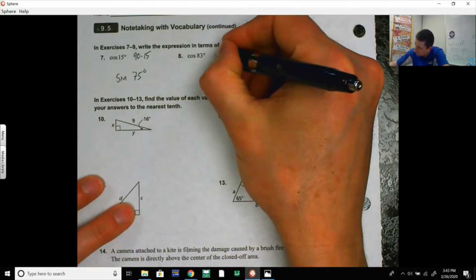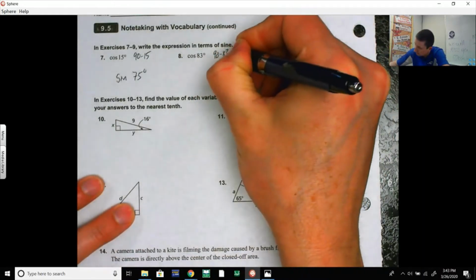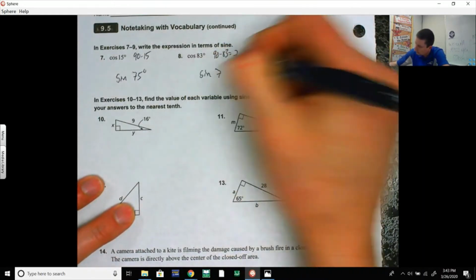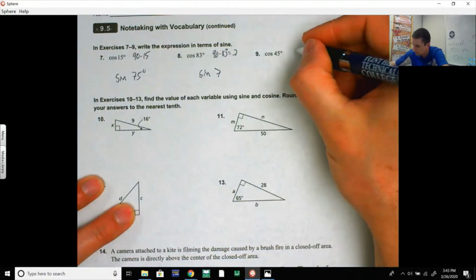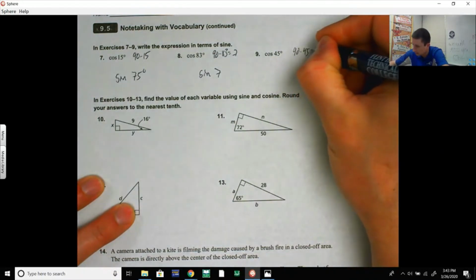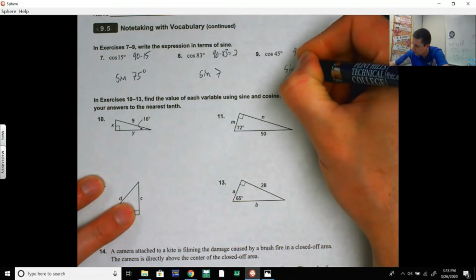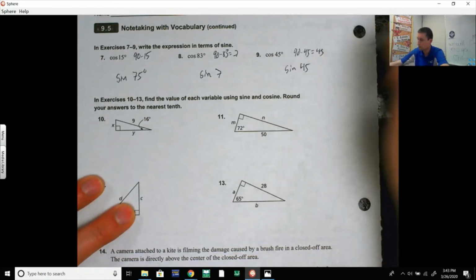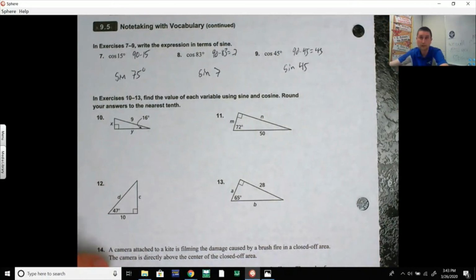So cosine of 83, 90 minus 83 is 7, so that is the sine of 7. 45, 90 minus 45 is 45. It's the sine of 45. So sine and cosine of 45 degrees. That's why you got the 45, 45, 90 triangle on the other side. Okay, now the fun ones.